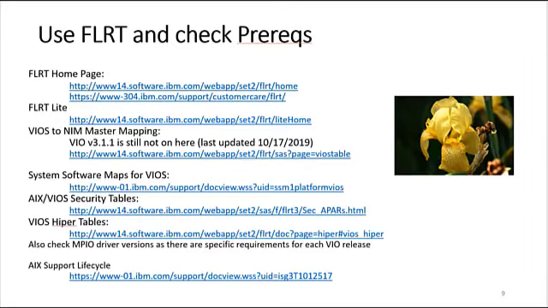So how do we check those prereqs? Well, one of the best ways is to use the fixed level recommendation tool, or FLIRT. And you'll find there's 3 pages that are very useful. The VIO server to NIM master mapping, although it's a little out of date, going into Flirt Lite or the Flirt homepage and putting in all the information so that you end up being able to look at what levels you're actually going to be installing.